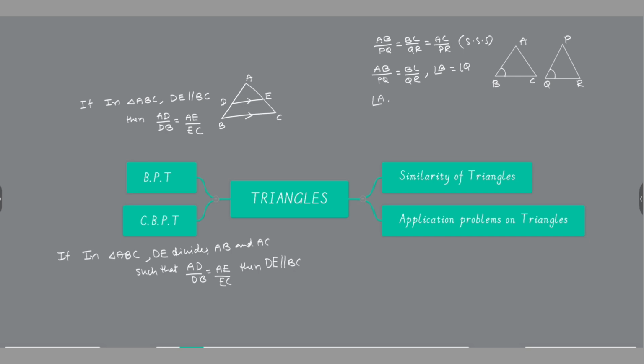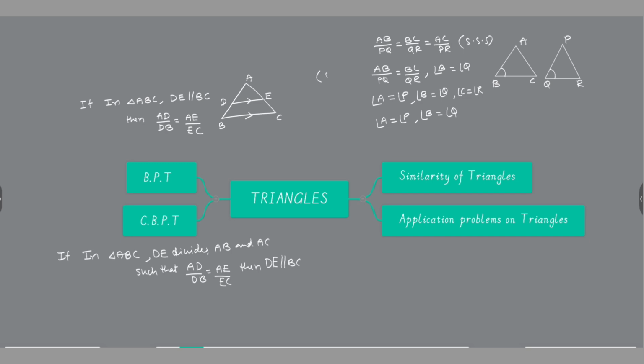Three angles of one triangle should be equal to three angles of the other triangle. Angle A is equal to angle P, angle B is equal to angle Q, angle C is equal to angle R. Sometimes, by the angle sum property, there is no need to know the third angle. If you know only two angles are equal, any two angles, then also we can say they are similar.